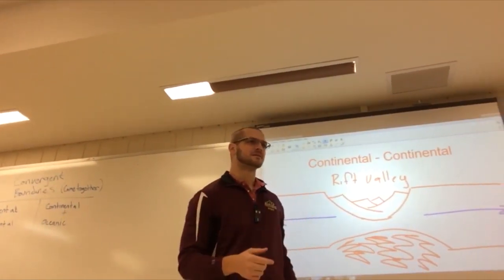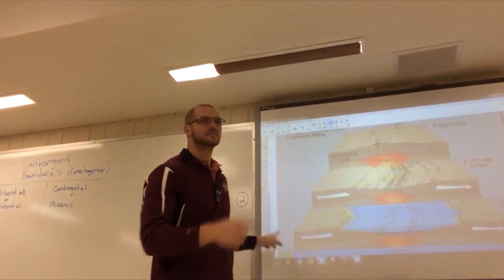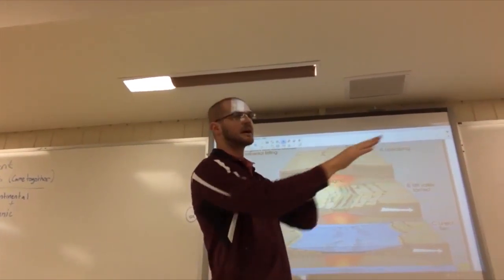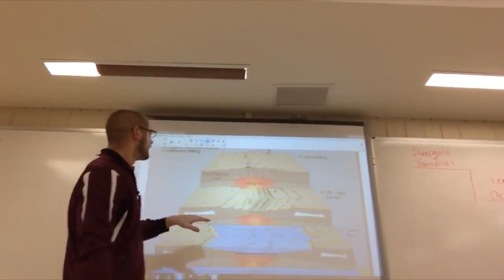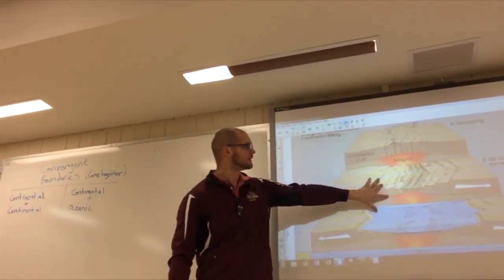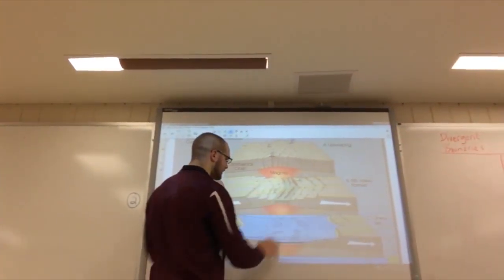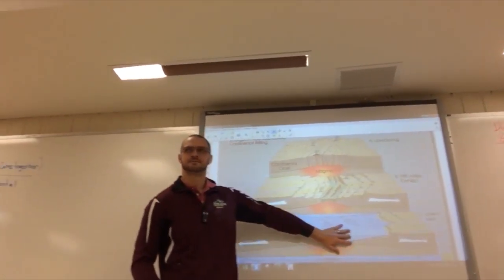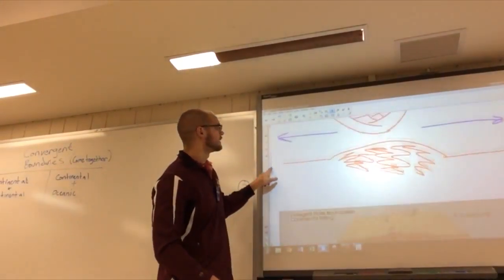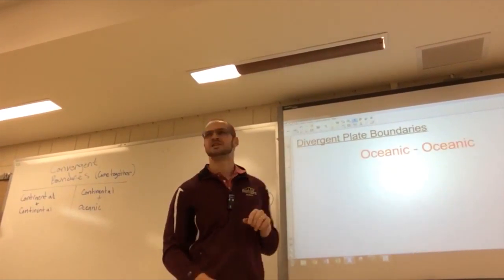Yes? Wouldn't that mean like constant earthquakes if they're like both moving like this? Yeah. Yes, when we talk about the different faults, this is the kind that causes the earthquakes. Here's a better picture. As these plates get pulled apart, the crust gets thinner, magma pushes up, and eventually we end up with an ocean. Right? This is continental, continental. Last one is oceanic, oceanic.